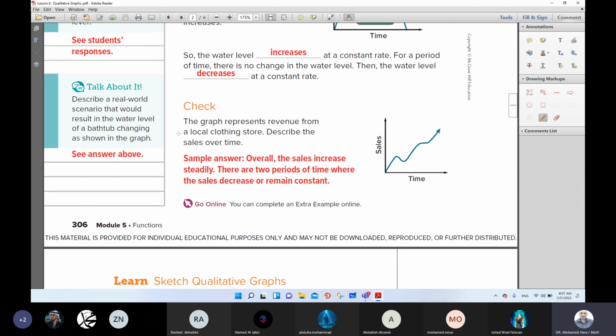In this example, the graph represents revenue from a local clothing store. Describe the sales over time. As you see here, we have the time, the scale, and the graph. The graph has many periods. Overall, the sales increase steadily. There are two periods of time where the sales decrease, as you see here, or remain constant, as you see here.